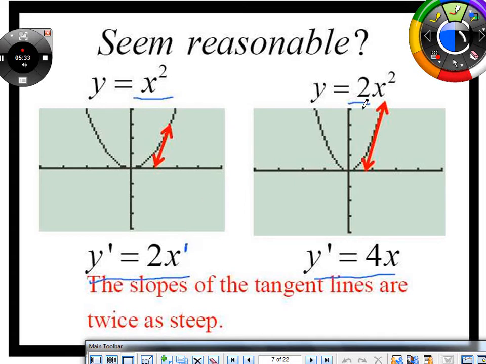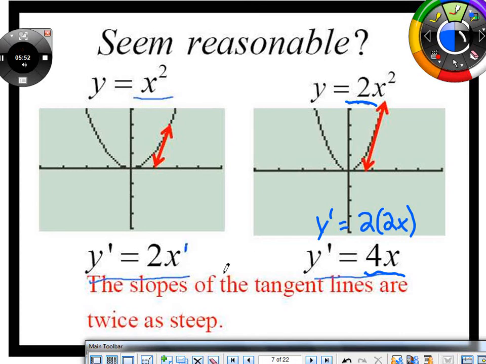And then this one over here, you bring the 2 along for the ride. If you were finding the derivative, then it would be y prime equals 2, then of course you'd bring that 2 out in front, and then it would be x to the first, or 4x like I have here.